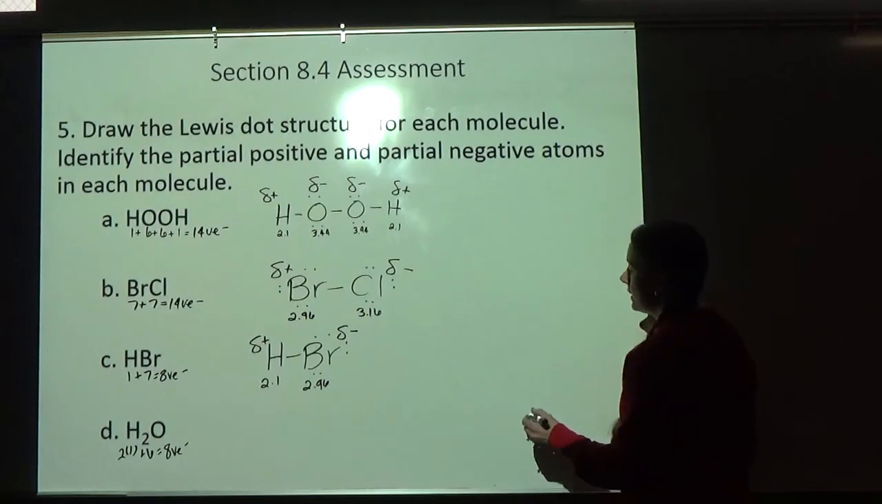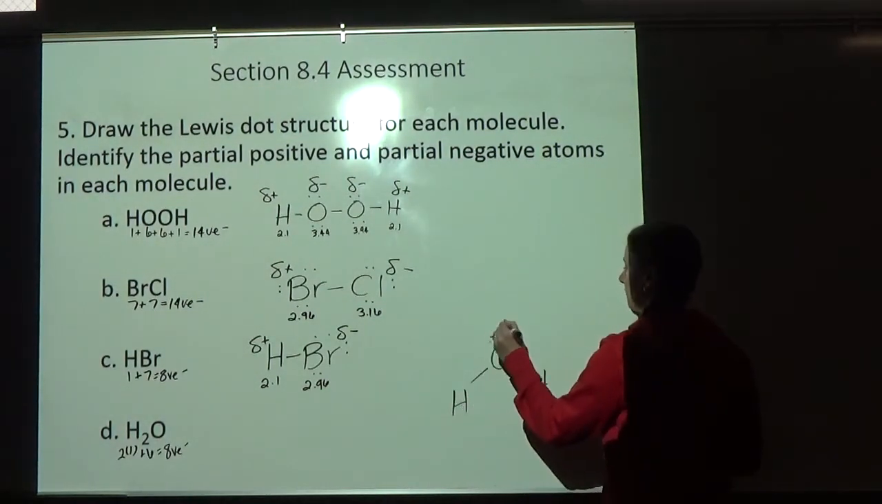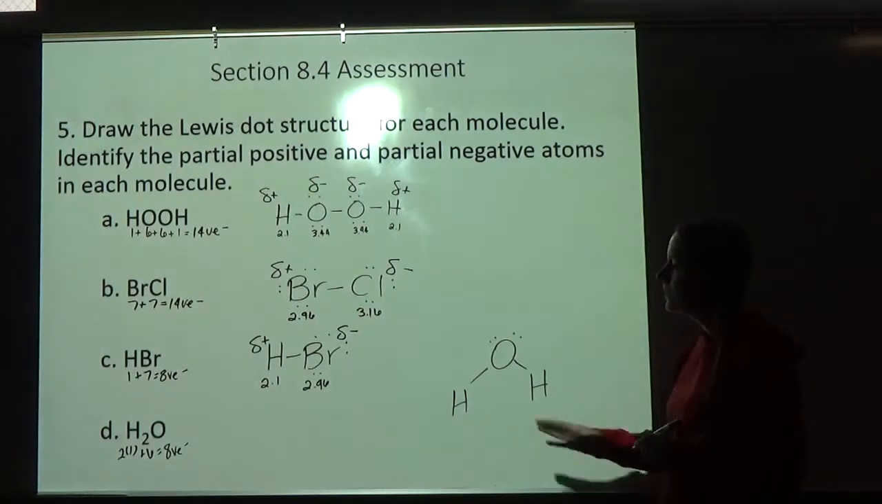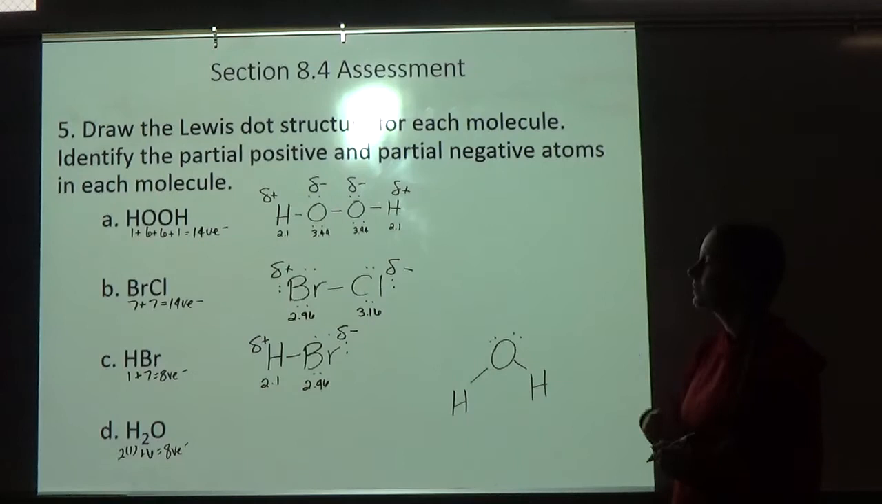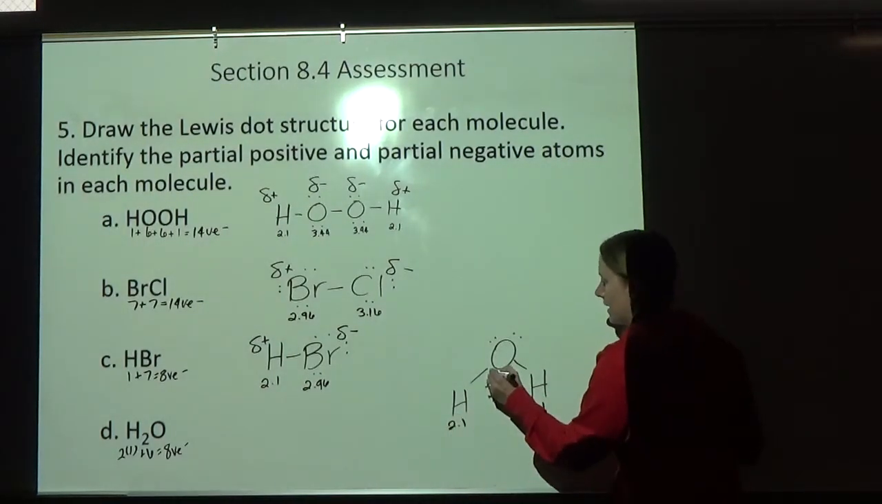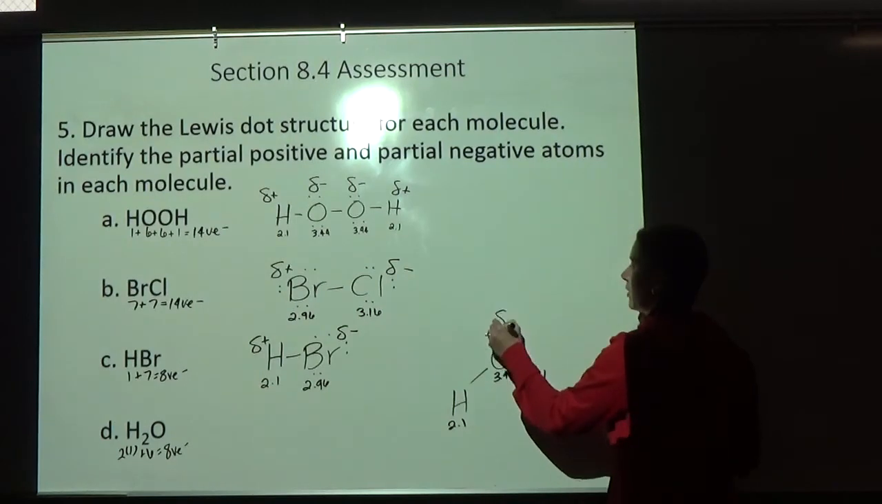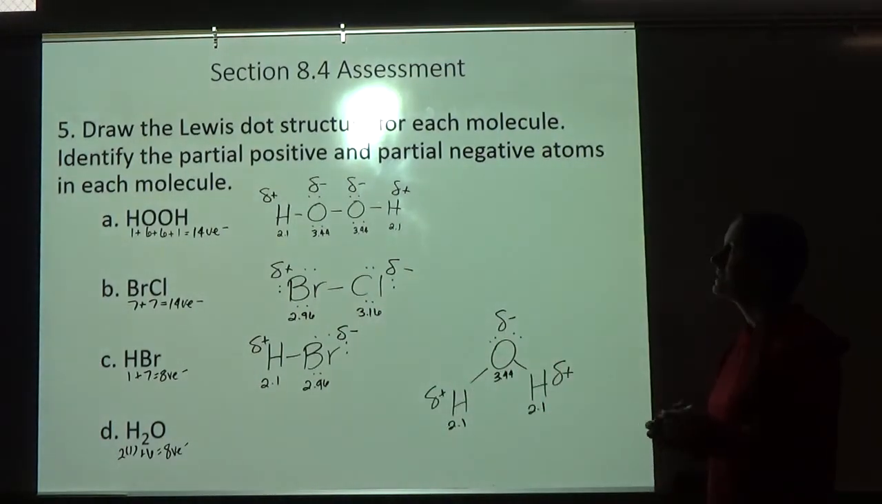I'm going to kind of move over here so you can see it better. So I'm going to put my oxygen, my 2 hydrogens, make everybody stable. I'm allowed 8: 2, 4, 6, 8. And then this one is obviously incredibly similar to part A. H is 2.1 and O is 3.44. So my O would be partially negative and my H's would be partially positive.